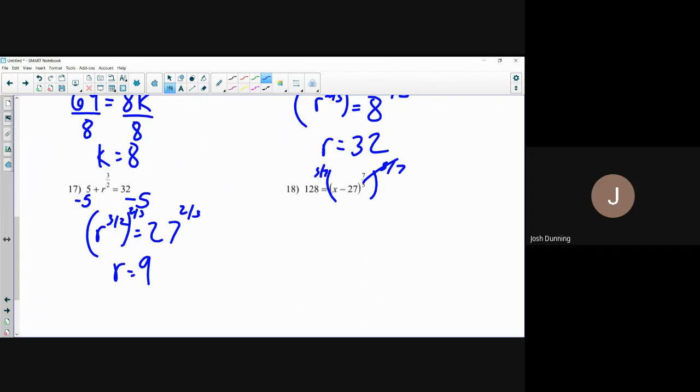So we have 5/7, 128 to the 5/7 power, 32. That equals x minus 27, because that's still there. All the 5/7 on the right side did was cancel the 7/5 out. So now you have to plus the 27, 59.